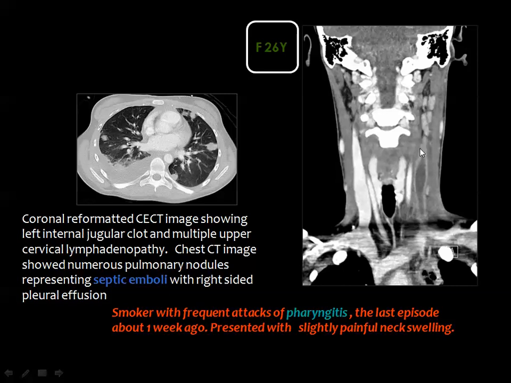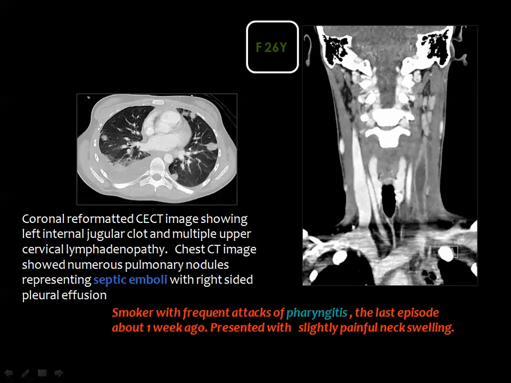And here you can see the internal jugular vein, this is the normal vein, and this is the thrombosed one. There is a large hypodense thrombus within the lumen. And you can see also some of the inflammatory nodes deep to the sternomastoid muscle. But in the scans of the chest, you can see multiple nodular shadows within both lung fields, as well as the presence of pleural effusion.